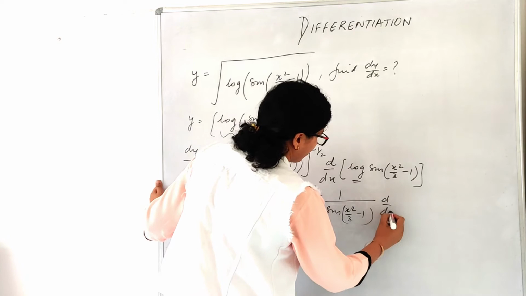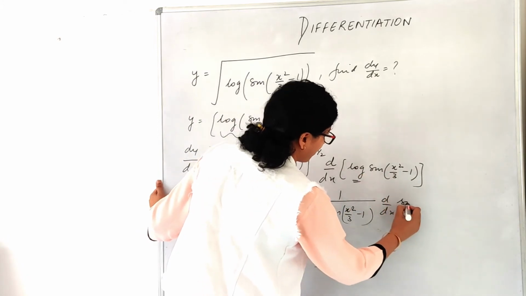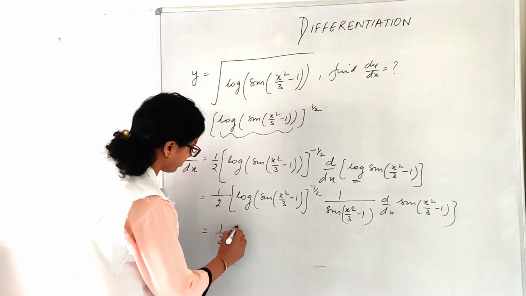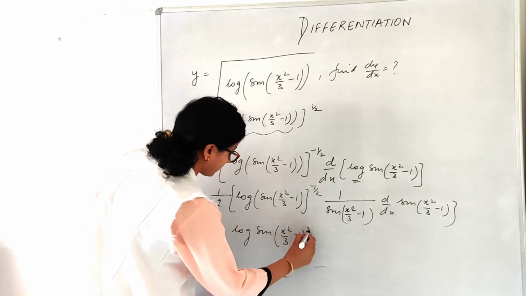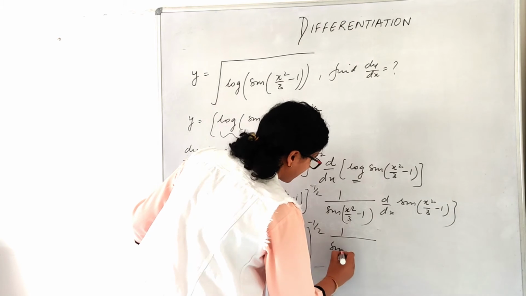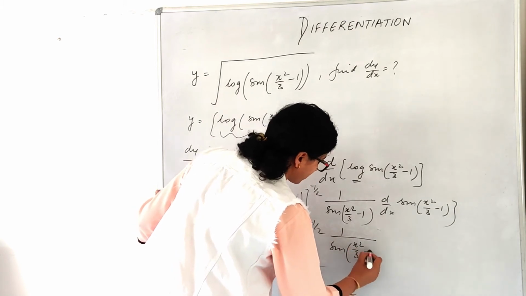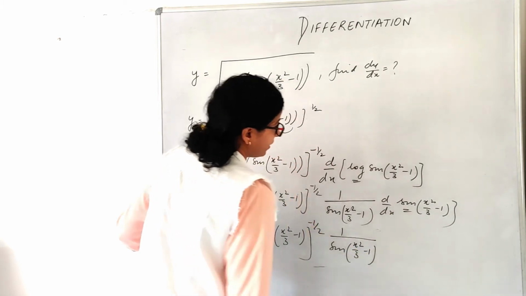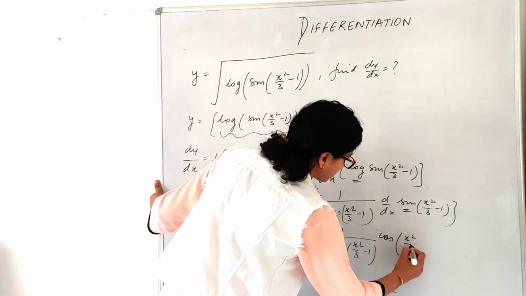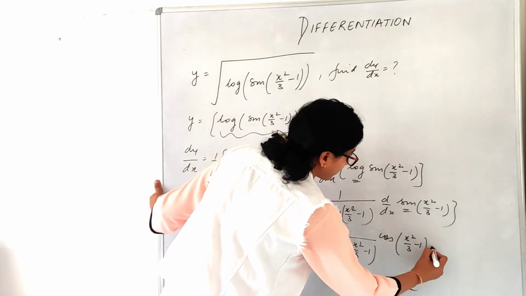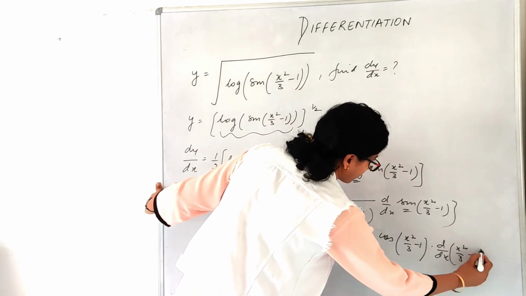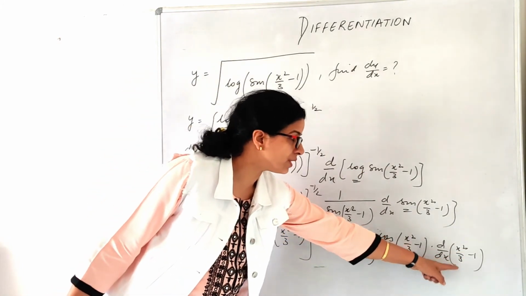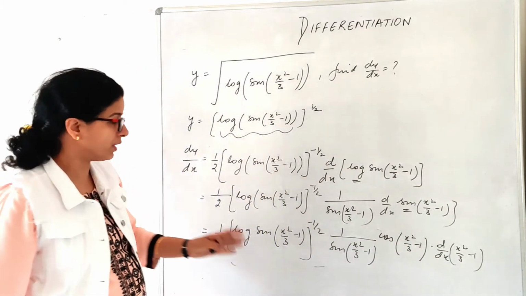Now I have differentiated the log part, now I'll differentiate the sine part. So it will become 1 by 2, log sin x square by 3 minus 1, to the power minus half, into 1 by sin x square by 3 minus 1. What is the differentiation of sine? Cos x square by 3 minus 1, and then d upon dx of x square by 3 minus 1. We'll just find the differentiation of this and we'll get our derivative of the given function.